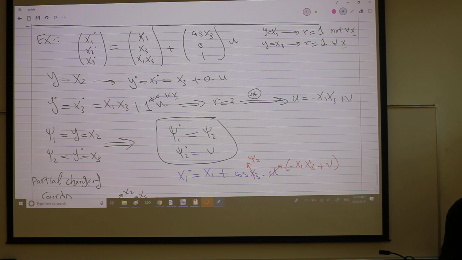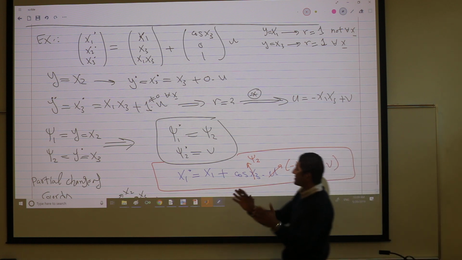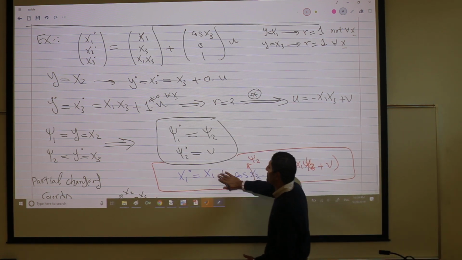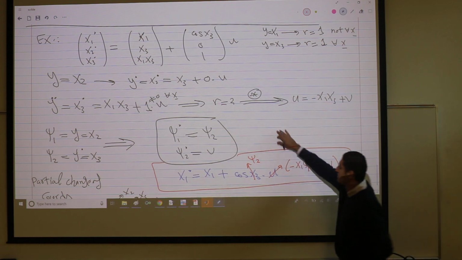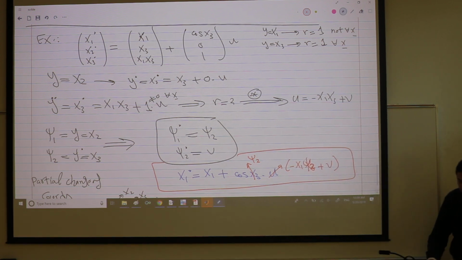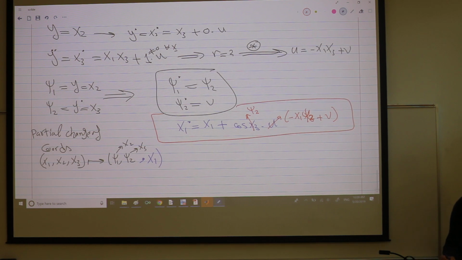Again, x3 is just psi2. So this is my entire transformation from x's to psi1, psi2, but I have one of these x's. This is purely linear, but this guy is nonlinear. There are two issues here that we need to address.